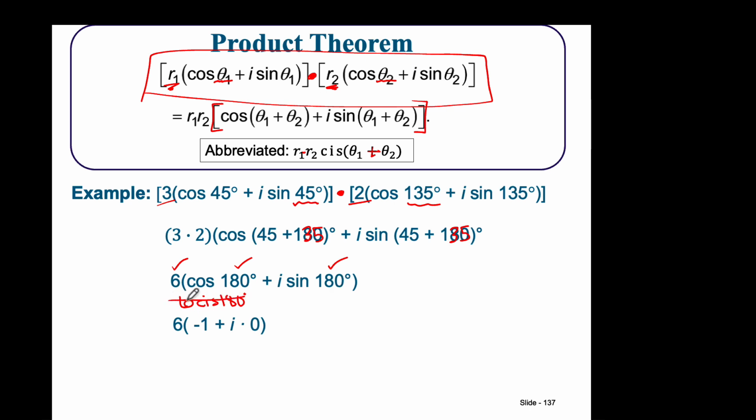So leaving it here, we keep the 6. Now we find the value of cosine of 180 degrees, which is -1. Then we have a plus sign. Then we have I. Then we find the value of sine of 180 degrees, which is 0. So here we simplify to get -6 and plus 0i. That simplifies slightly more, just to -6.